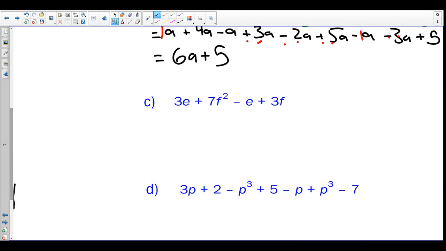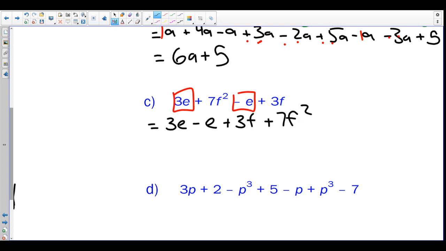There is one pair of like terms here. It is the e's. The f's are not like terms because one's squared and one's not. So we're going to rearrange to put the e's together. 3e, oopsies, not plus, minus e. Then we have plus 3f plus 7f squared. And we're going to get 2e when we combine those like terms, but nothing else is like terms. So nothing else can be combined. Only the first two terms, or the terms with e in them, can be grouped together to give us 2e. The rest stays the same.